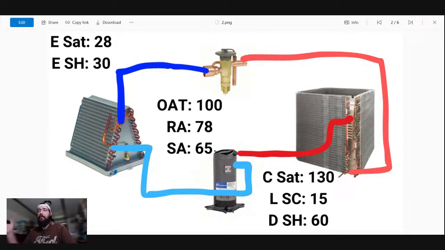Heck, I got a video on it. I guess I could go watch it. But in this particular case, these aren't exactly what I would expect to see with non-condensables. And the low charge piece, we've rolled that out because our high side has too many things running high. So I expect my high side of the system to run low numbers, not high numbers.